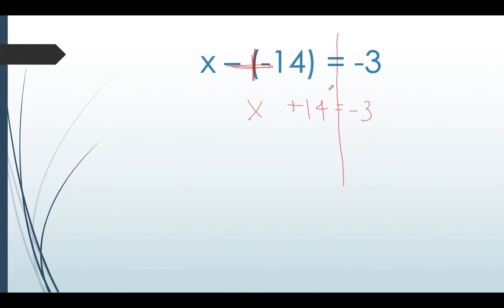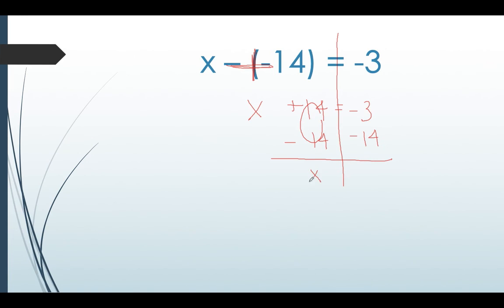Now that I have it all set up, I can go ahead and use my inverse operations. I have plus 14. The opposite is to subtract 14. Sorry, I think I said 4 back there, but you guys know what I mean. My positive and negative 14 make a 0 pair.